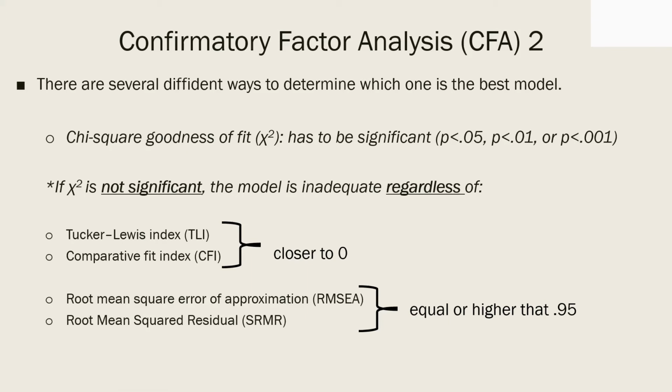And then the root mean square error of approximation, that simply is a way to avoid issues of sample size if there are any, while the SRMR is an absolute measure of fit. So this all has to do with whether or not the model fits what we're looking for.